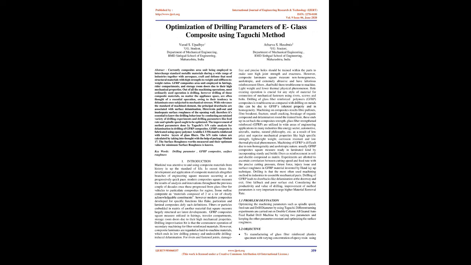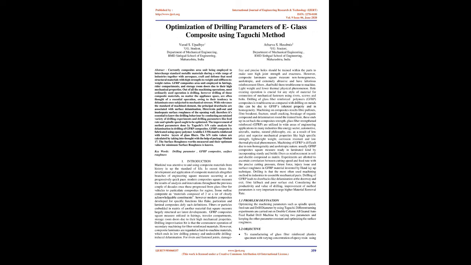aerospace, aircraft, and defense that need structural materials with high strength to weight and stiffness to weight ratios. GFRP composites are employed in fairings, passenger compartments, and storage room doors due to their high mechanical properties. Out of all the machining operations, the most commonly used operation is drilling.